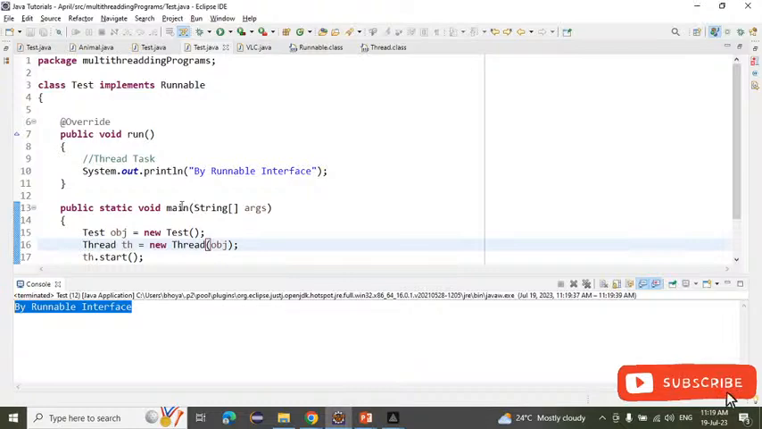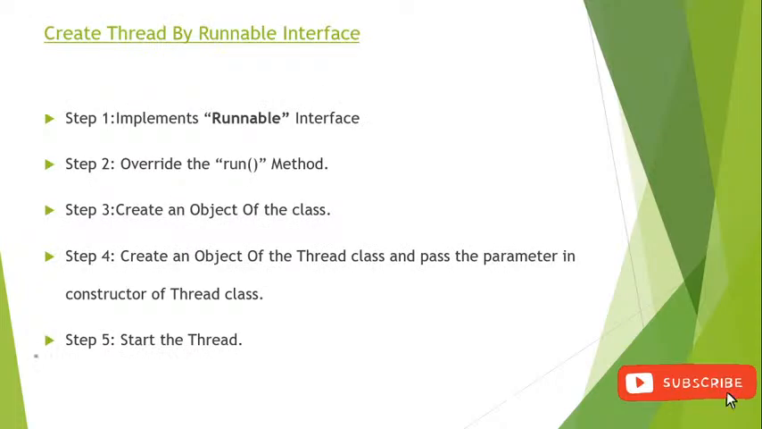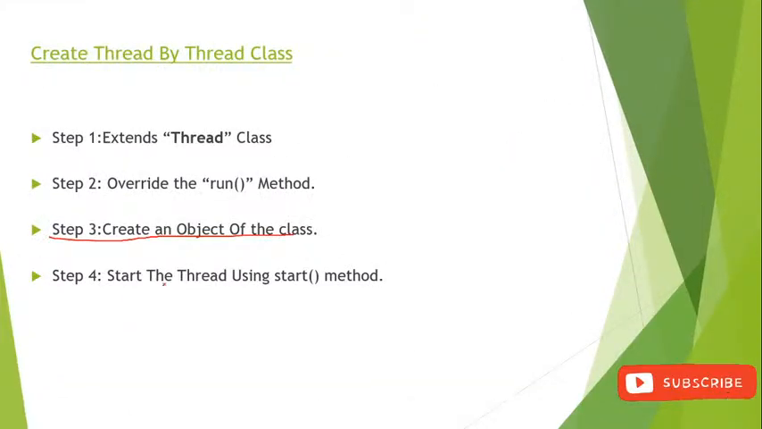So if I ask you what is the suitable way to create a thread, which is the best way, by using the thread class or using the runnable interface? If I show you the steps, it has five steps, and if you take the thread class, it has only four steps. Which is the best way to create a thread? Any guesses? Thread class. Mahesh is also saying thread class. Manoj is also saying thread class.